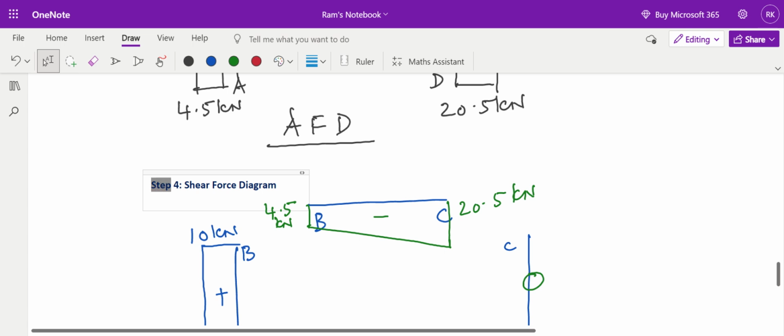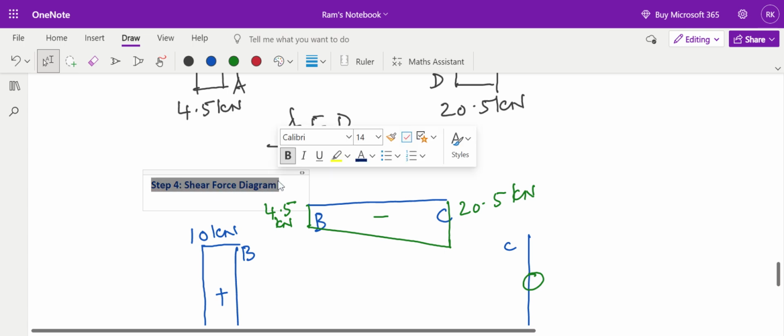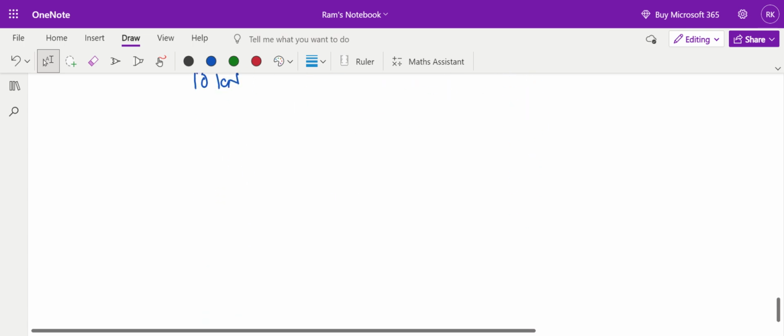Friends, I have already stressed upon the correct axial force diagram. Drawing the correct axial force diagram will give you half the battle won. Now the last step, step 5, is the bending moment diagram, BMD. So the last step, bending moment diagram.